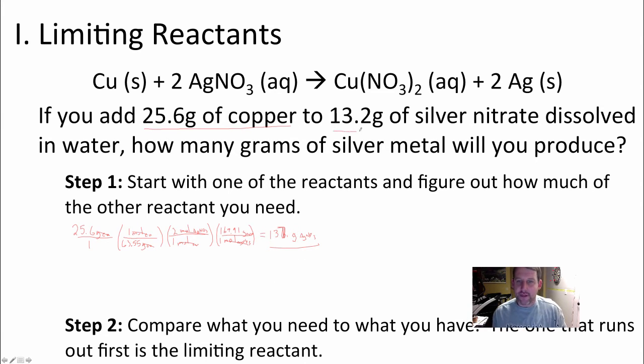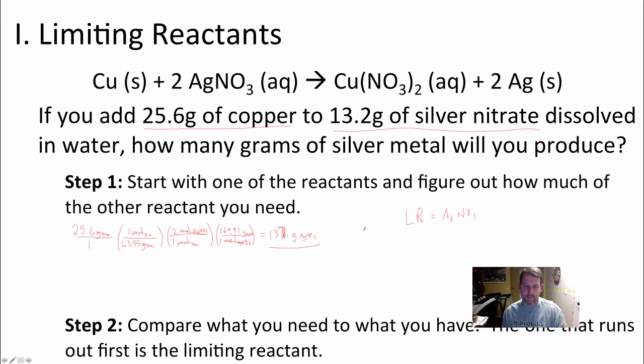So I have 13.2 grams of silver nitrate dissolved in the water. In order to use up 25.6 grams of copper, I need 137. Well, I don't have nearly that much. I only have 13.2. So my limiting reactant here is the one that runs out first. Well, I'm going to run out of silver nitrate really fast because I'm going to run out of it after 13.2 grams, and I need 137 to use all of this. So the limiting reactant is equal to silver nitrate.